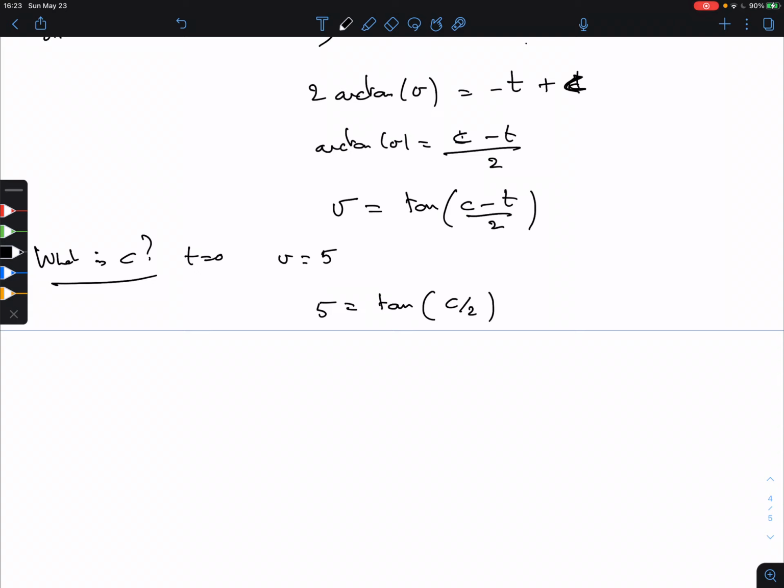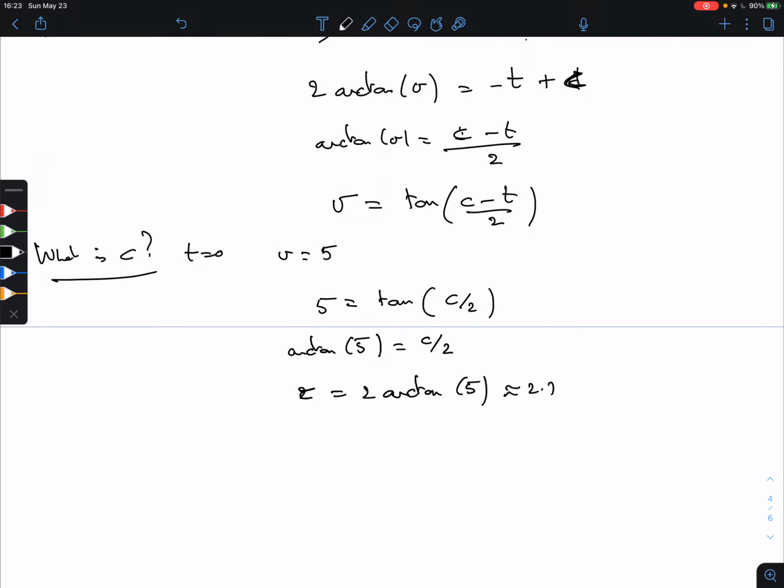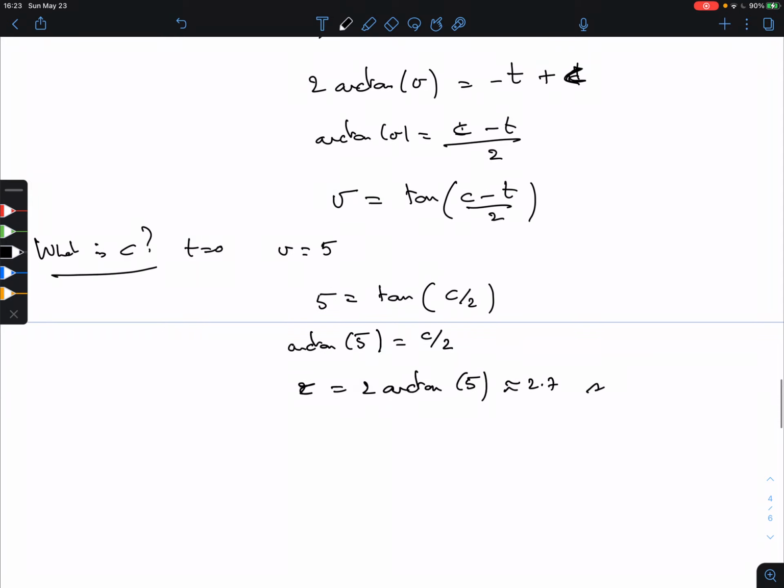So we see that the arctangent of 5 is c over 2, or in other words, c is twice the arctangent of 5. Now we can figure out what that is. So 5 inverse tangent times 2, that's about 2.7. That's my c. And this is measured in seconds, right? So we are working now in seconds.